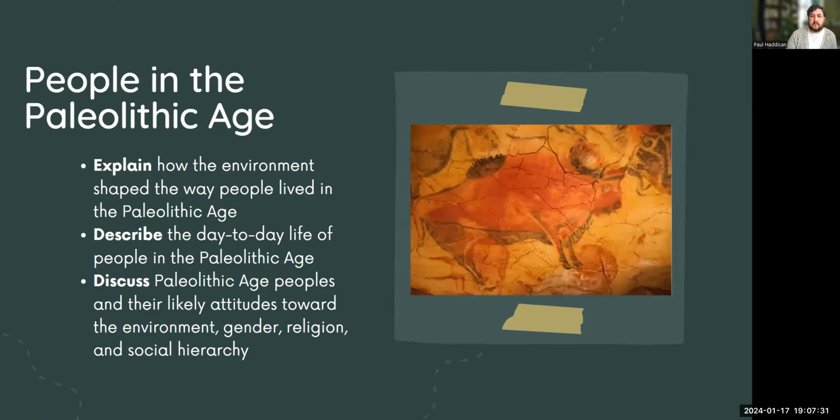So people in the Paleolithic age. We'll look at explaining how the environment shaped the way people lived in the Paleolithic age, describe the day-to-day life of people in the Paleolithic age, and discuss Paleolithic peoples' likely attitudes towards the environment, gender, religion, and social hierarchy. That one will be a lot more touched upon in the textbook reading, so make sure that you're getting that as well.